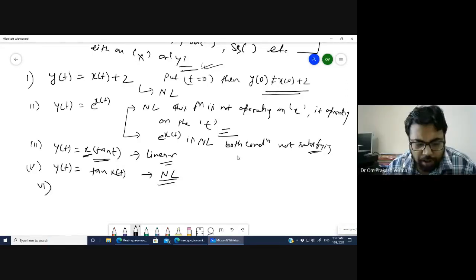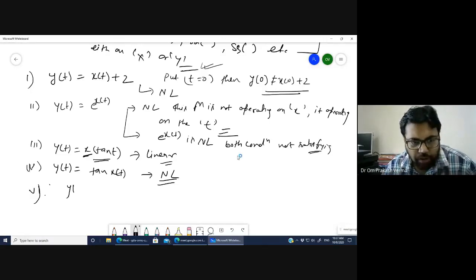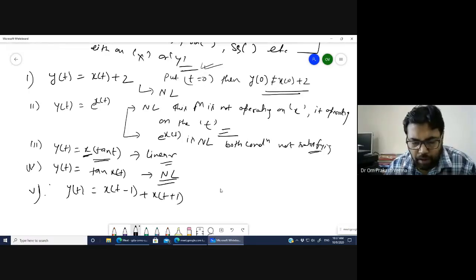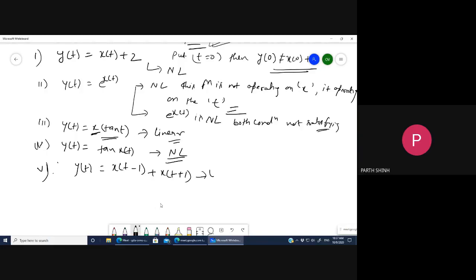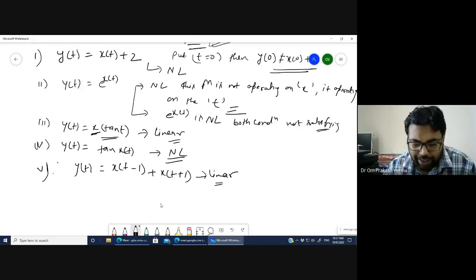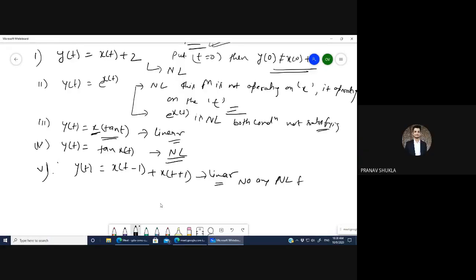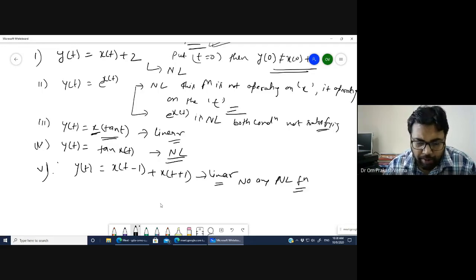Now your fifth problem is, let's say, y(t) = x(t-1) + x(t+1). What is your comment? Is it linear or non-linear? Linear. Why is it linear? Because there is no non-linear function here.